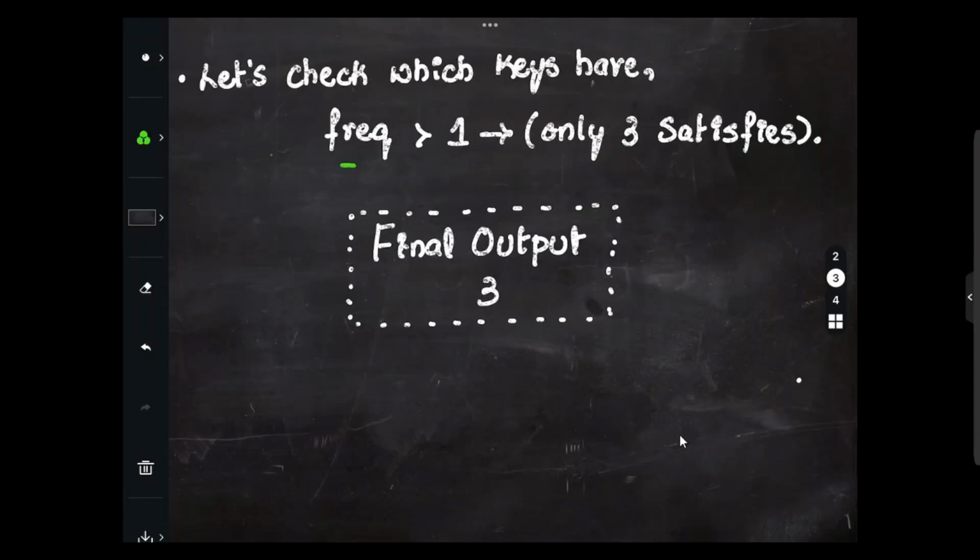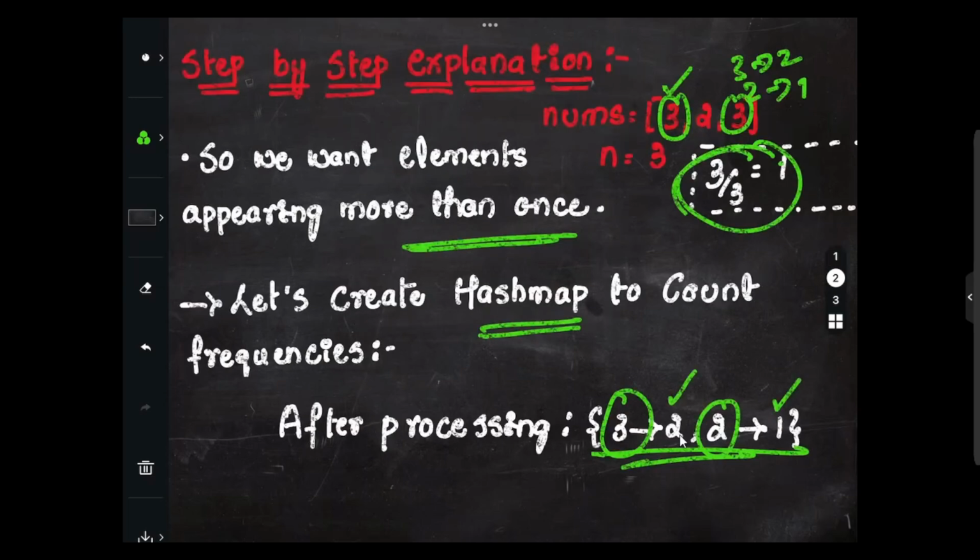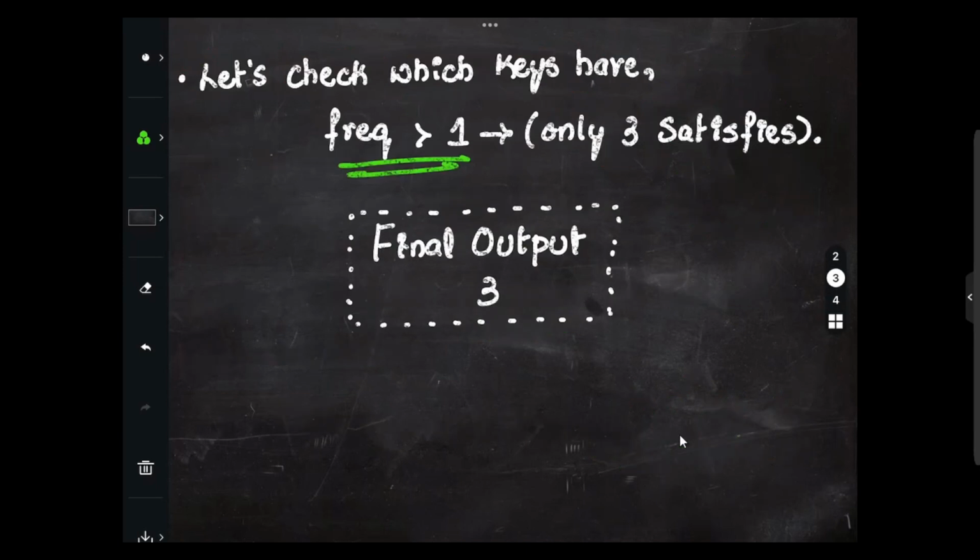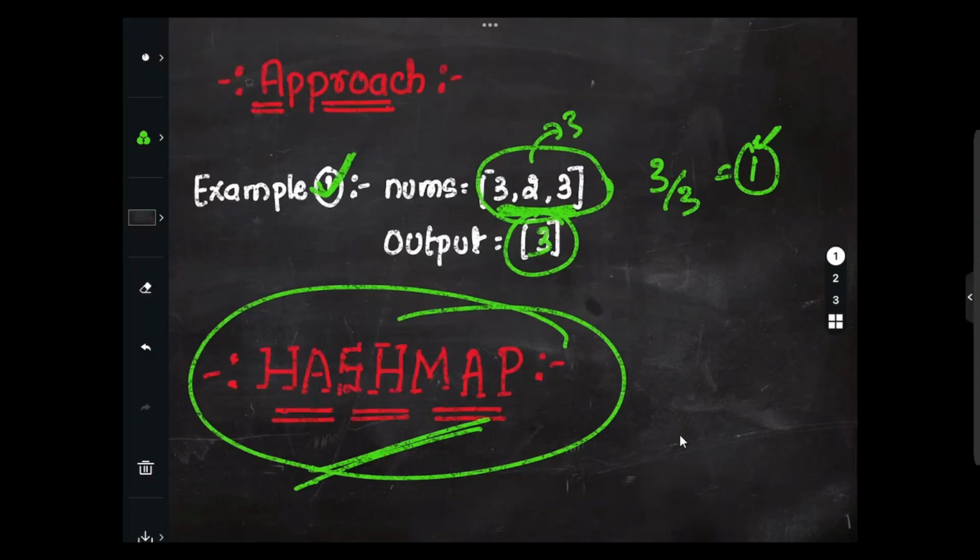The next part is to check which keys have a frequency greater than 1. For this purpose, we check which keys have frequency greater than 1. In this case only 3 satisfies, so we return 3 as output. The output we got is 3, which is equivalent to the output they have given for the first example in the question. So the approach works absolutely correctly in this case.